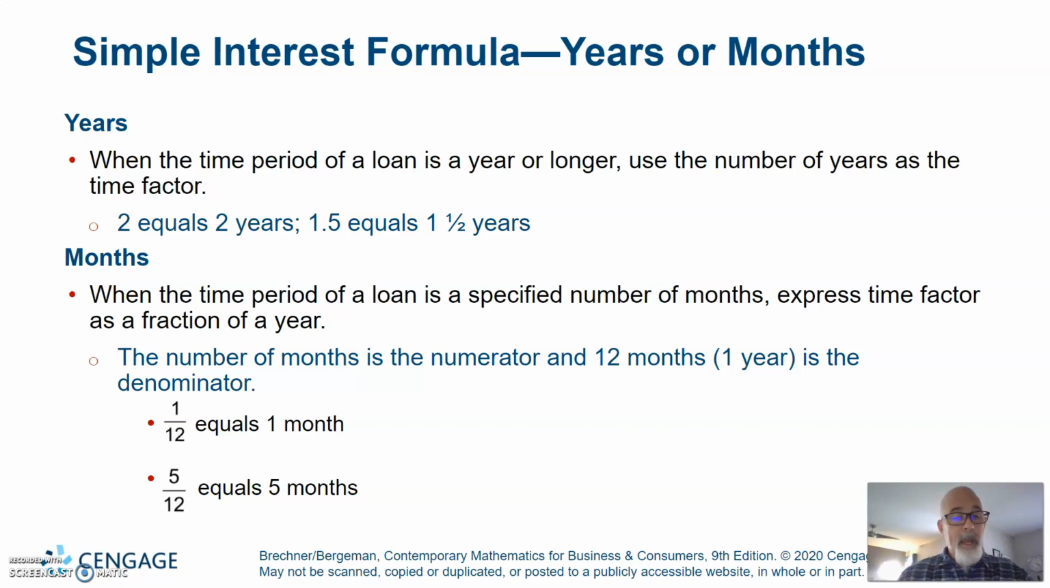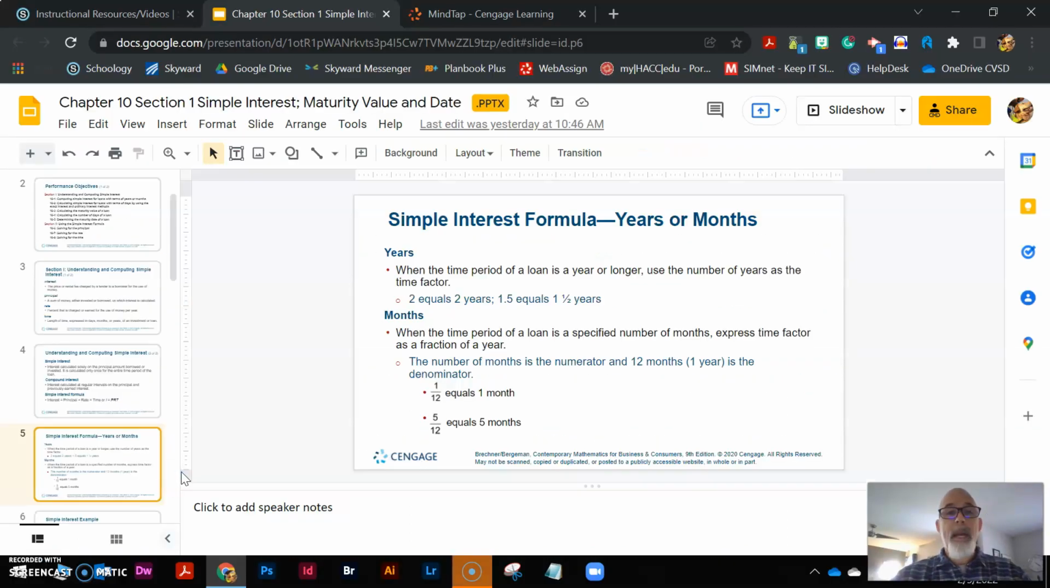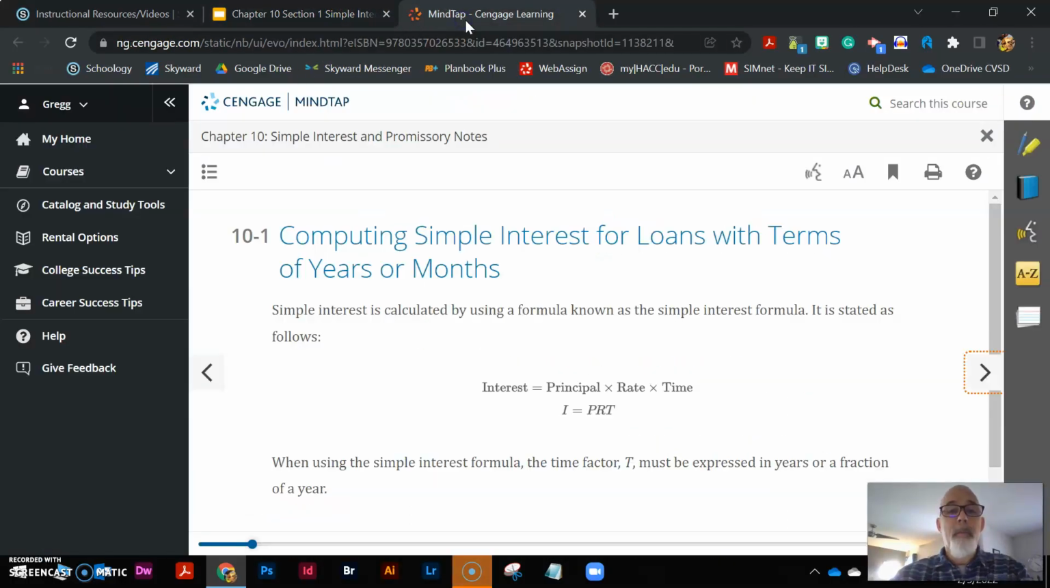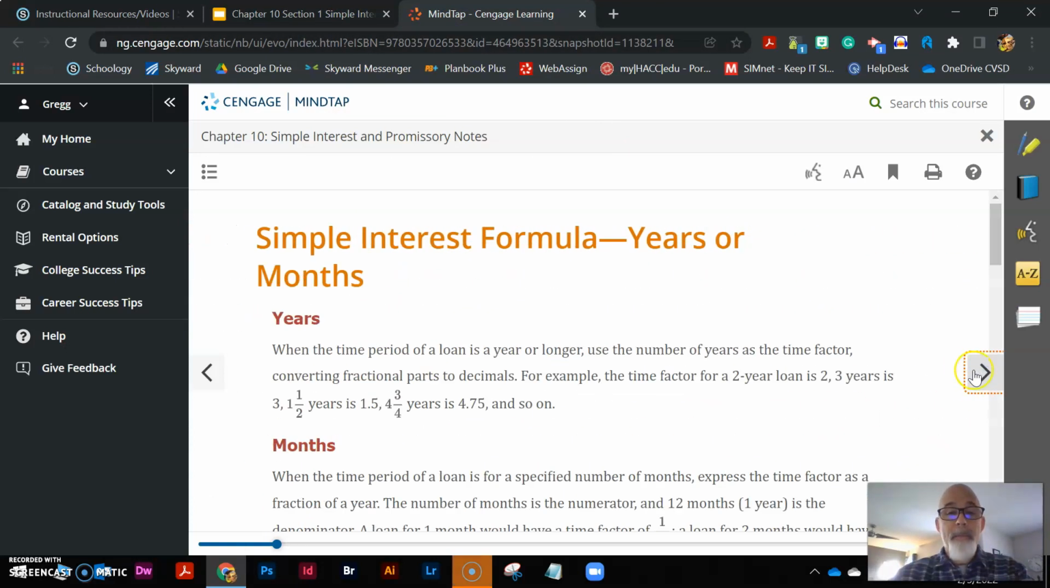Now, as far as a couple things to take a look at here, let me jump back out to our book here. Again, here's our formula that we want to go back and look at. The simple interest formula for years, again, just to repeat that a little bit, a 2-year loan is going to be 2, 3 years is going to be 3, 1.5. See how they convert that back to 1.5? 4 3/4 is 4.75. So again, you're converting that to a decimal.